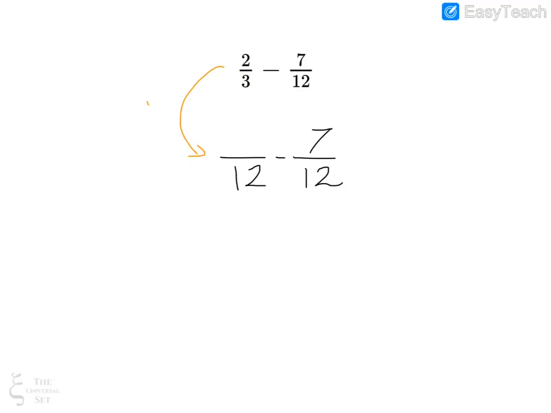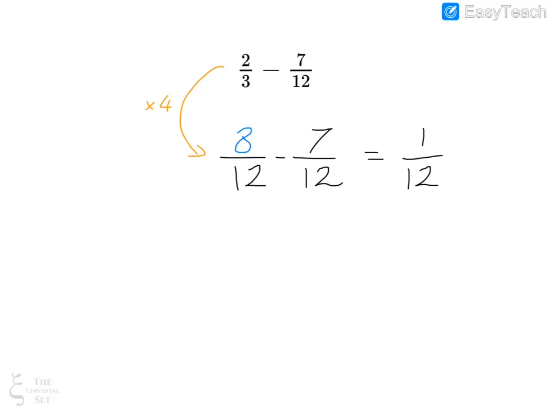I need to multiply by 4, don't I? So we're multiplying by 4 on the bottom there. 3 times 4 is 12. I need to multiply by 4 on the top. 2 times 4 is 8. So now I've got 8 twelfths, take away 7 twelfths. What's that going to leave me with? Well, it will leave me with just 1 twelfth, won't it?